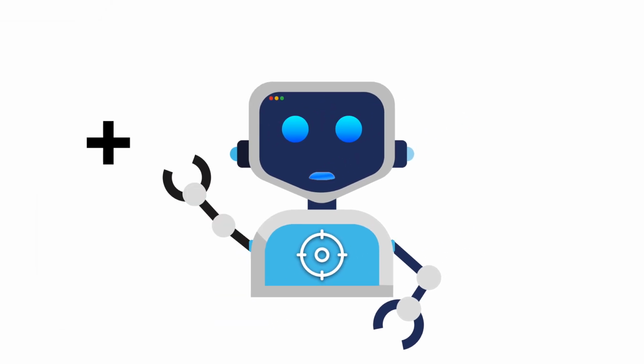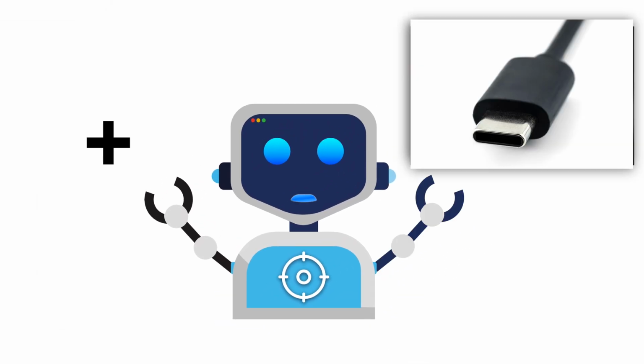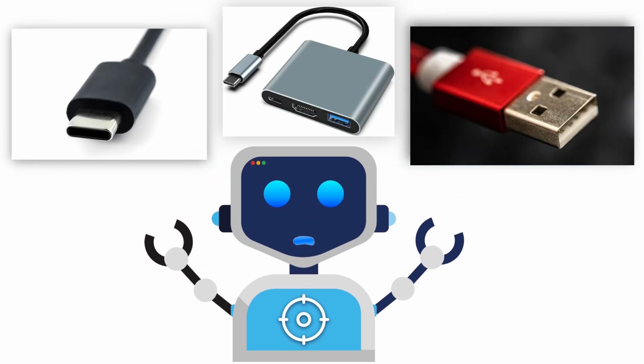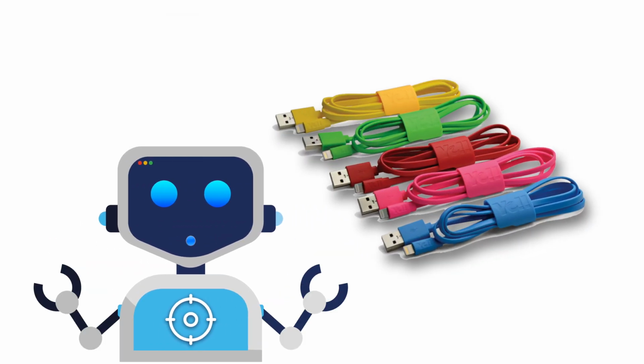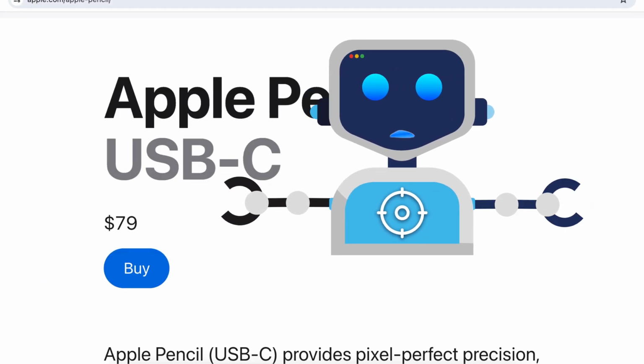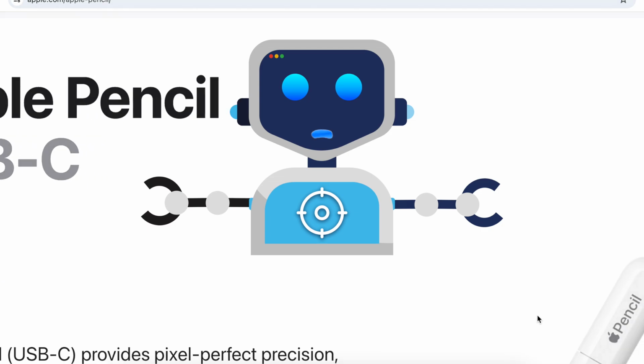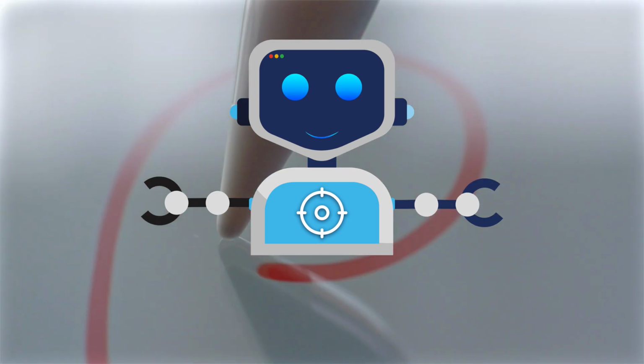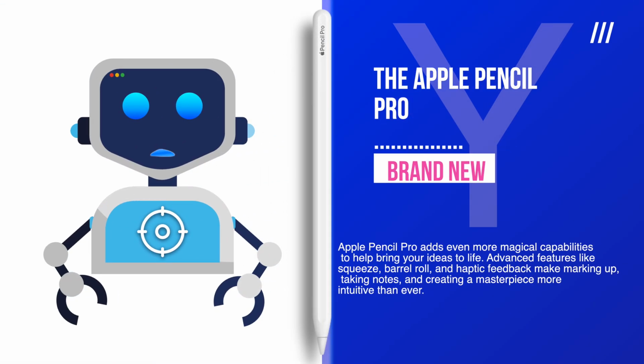On the plus side, it is compatible with both USB-A and USB-C converters, which is good news for people who are concerned about cable clutter. One minor drawback, the reviews have been mixed, with some users complimenting its cost and others frustrated by the lack of pressure sensitivity. Number four, the feature-packed Apple Pencil Pro.